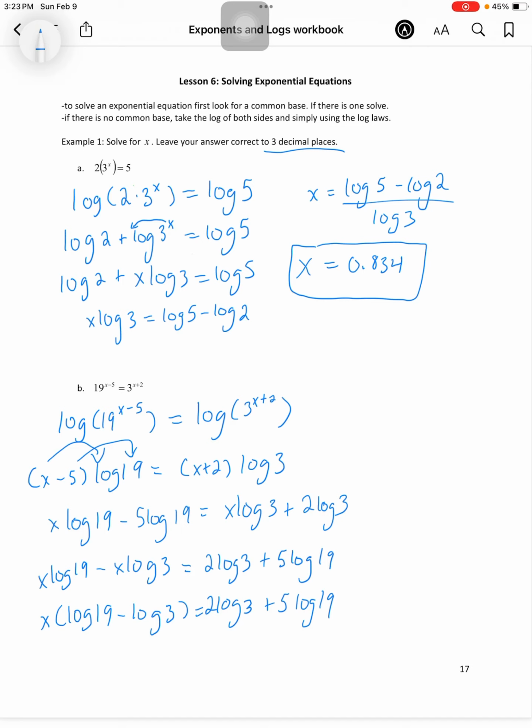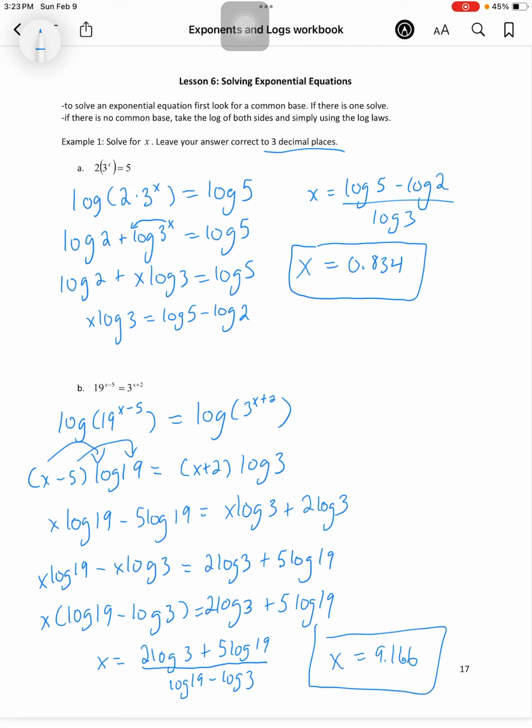Now our second last step before the calculator is we just divide the whole thing by the bracket. So x equals (2 log 3 plus 5 log 19) all over (log 19 minus log 3). When we plug this in, you should get 9.166. And that's it for letter B. Now we're going to move on to letter C, and a lot of today's lesson is very repetitive.